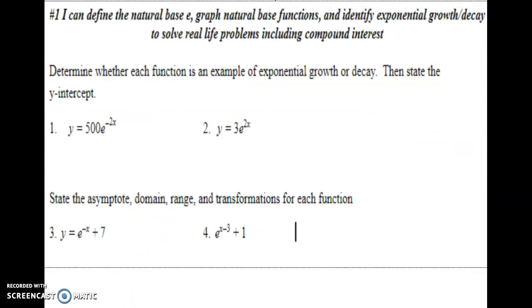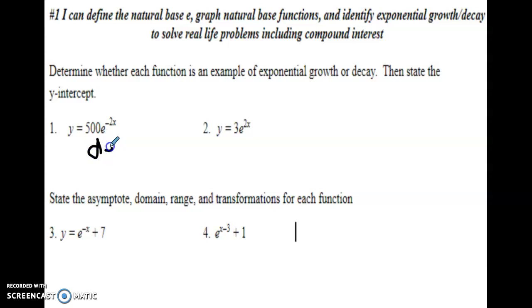All right, let's look at the next section. So we're going to determine whether each function is an example of exponential growth or decay. So when you look at this right here, notice this has a negative x. Now one procedure you could do is to just graph it. And if it's increasing, going up, it's growth. If it's decreasing, it's usually a decay. But even without graphing it, we can tell just by looking at the exponent, and where that's a negative exponent for the exponential function, that is going to make this whole thing a decay.